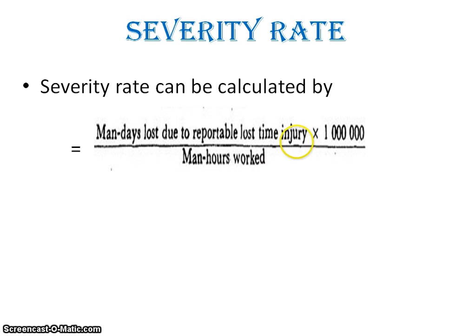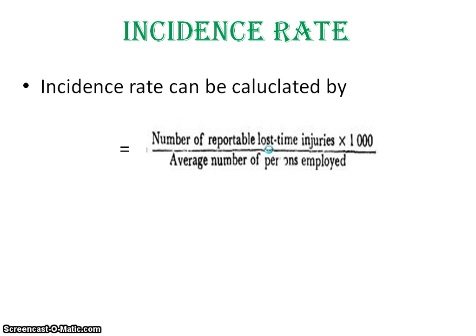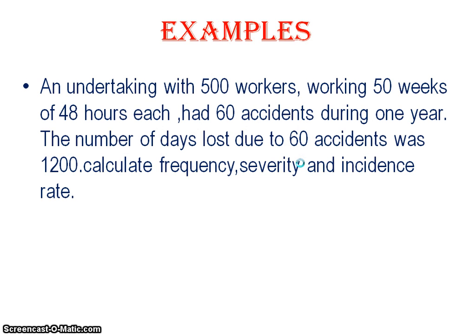Severity rate can be calculated by the man days lost due to reportable lost time injuries into 10 to the power of 6 divided by the man hours worked. Whereas the incidence rate can be calculated by the number of reportable lost time injuries into 1000 divided by the average number of persons employed. So we'll see an example for this frequency rate, severity rate and incidence rate.